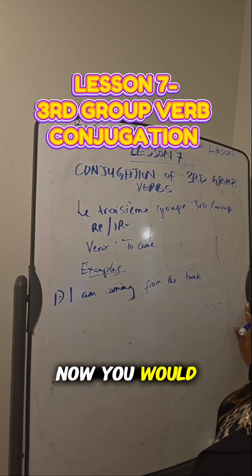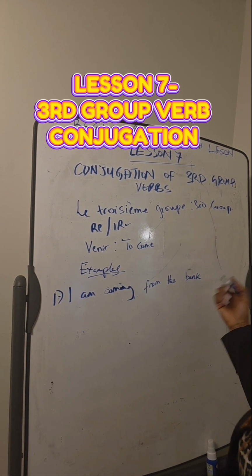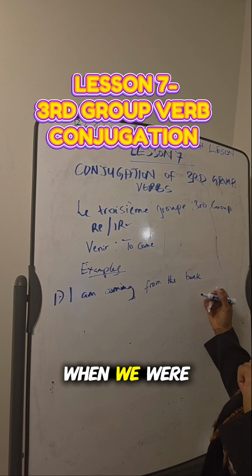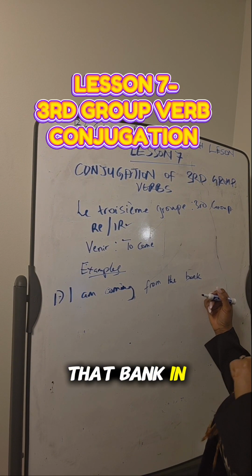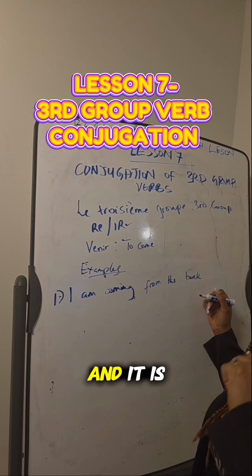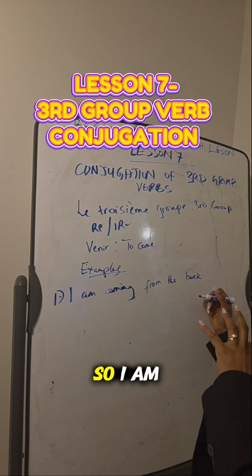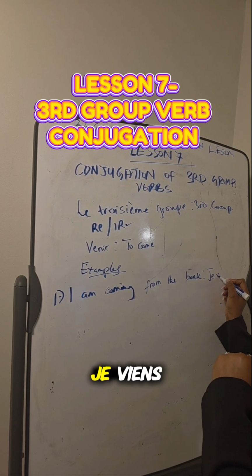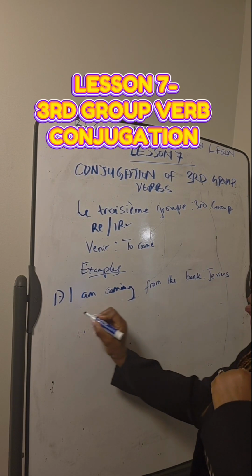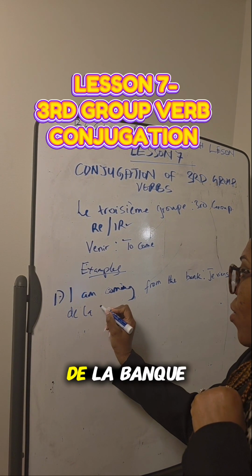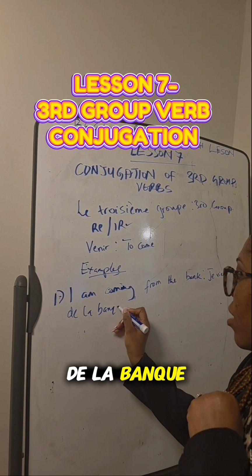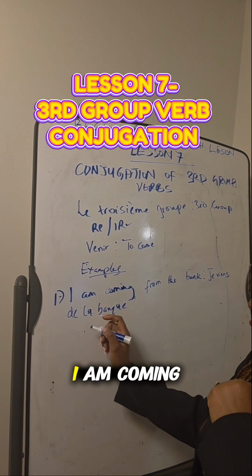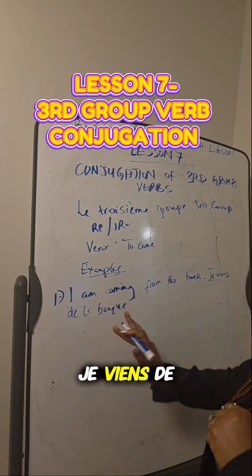Now, you would notice what will happen here. Bank in French, of course, we had earlier mentioned when we were talking on the topic of nouns, that bank in French is a feminine gendered noun and it is called la banque. So I am coming from the bank in French would be je viens de la banque. Easy. I am coming from the bank. Je viens de la banque.